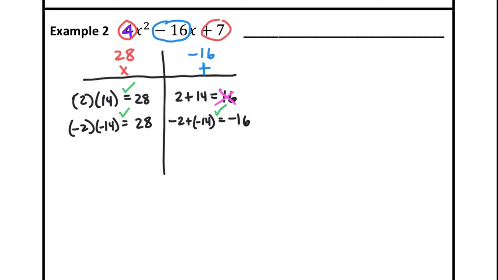So we have a check mark on both sides. That means I can set up my parentheses. What's the variable here? X, right? So x and x. And what are the numbers that worked? It was negative 2 and negative 14.